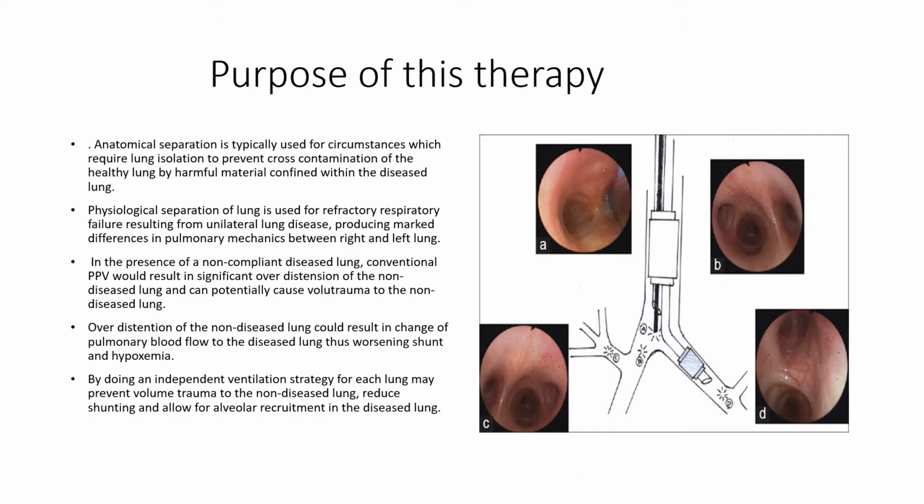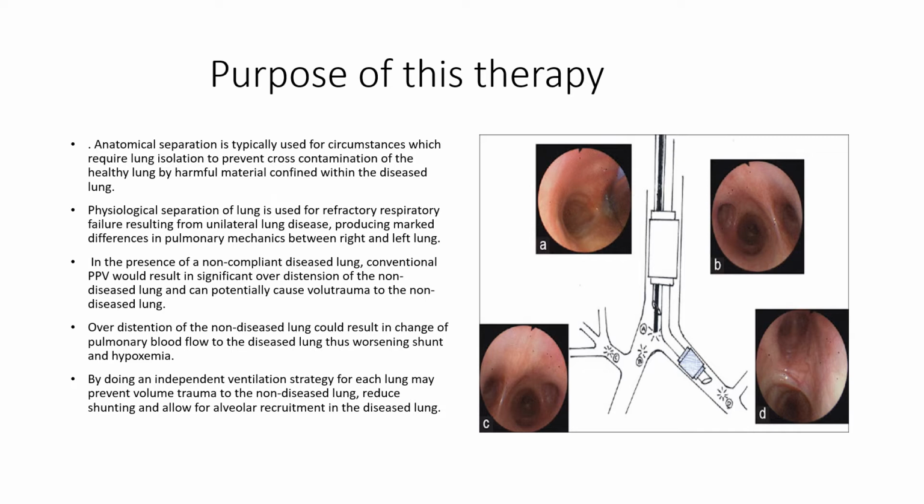So, what is the purpose of this therapy? The anatomical separation is typically used for circumstances which require lung isolation to prevent cross-contamination of the healthy lung by harmful material confined within the diseased lung. Physiological separation of lung is used for refractory respiratory failure resulting from unilateral disease, producing marked differences in pulmonary mechanics between right and left lung.